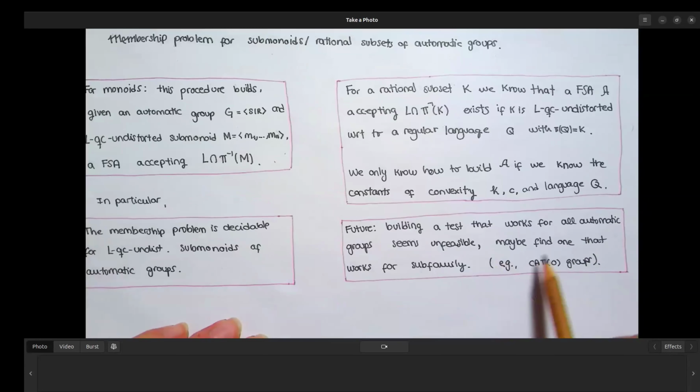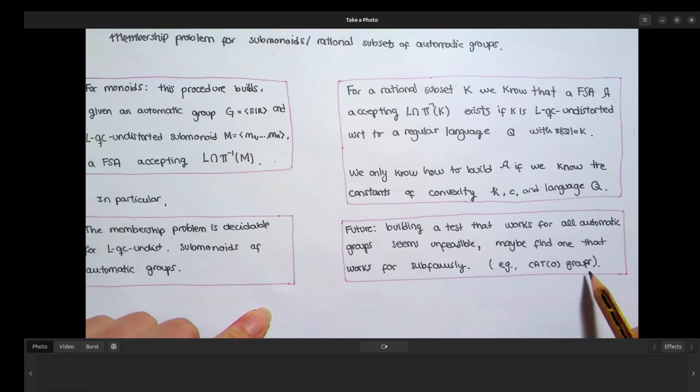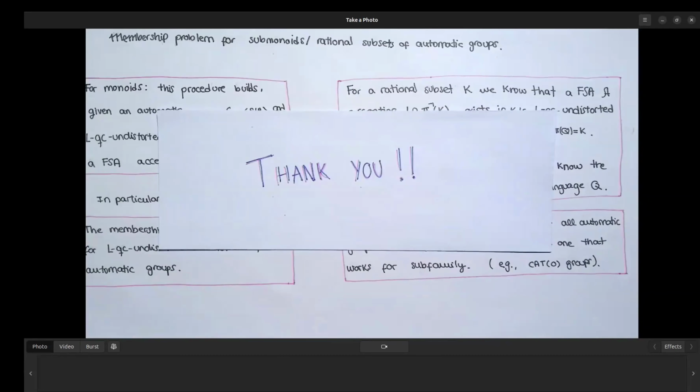So we are trying to focus on some smaller places. What happens if we assume that the group is CAT(0) as well? There are other families of groups where other notions of Stallings foldings are defined, and maybe that could help us adapt the test to our case. So that's all. Thank you very much.